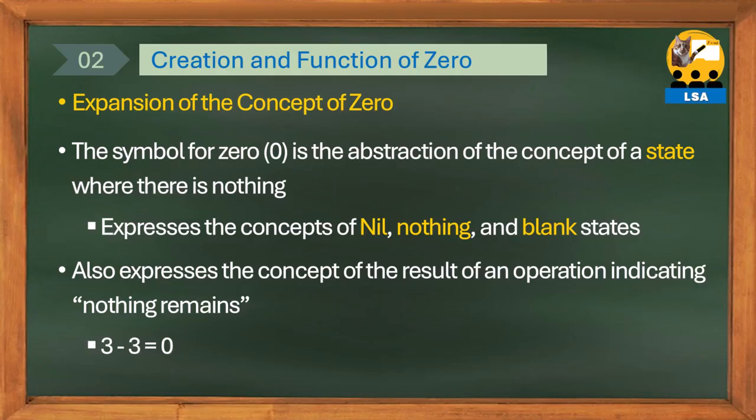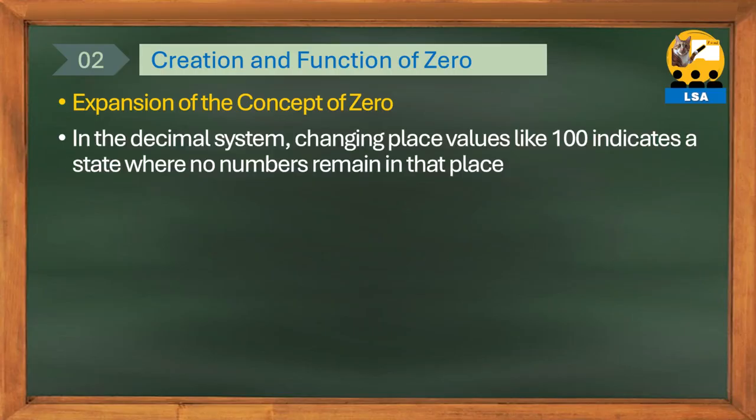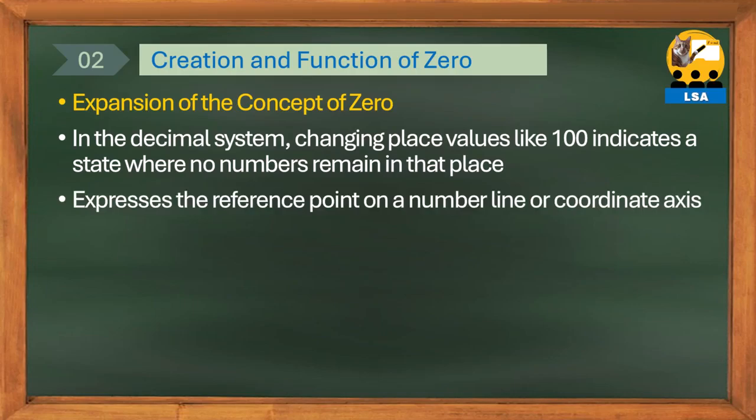So when we take away 3 from a plate that has 3, nothing remains, so we can write it as 0. In the decimal numeral system, when changing place values like 100, it also expresses a state where no numbers remain in the lower places. 0 also expresses the reference point in a number line or coordinate system, which we will study later.